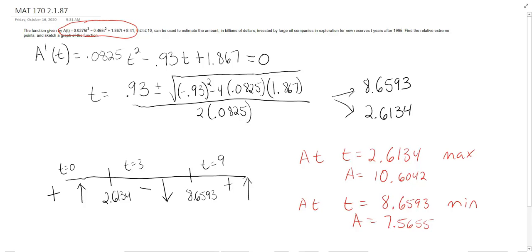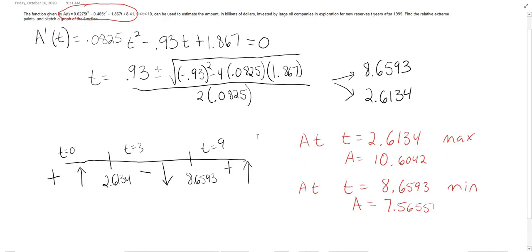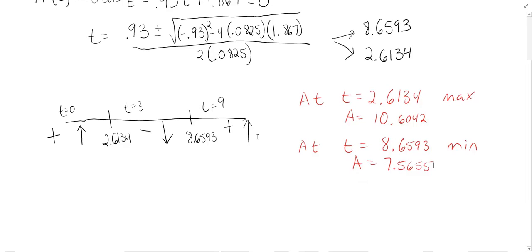The last thing is to identify what kind of graph we have, what it looks like. Thinking about the number line, my number line test is telling me that my graph increases until I hit 2.6134, and then it decreases until I get to 8.6593, and then it starts increasing again. So my graph has that general shape.